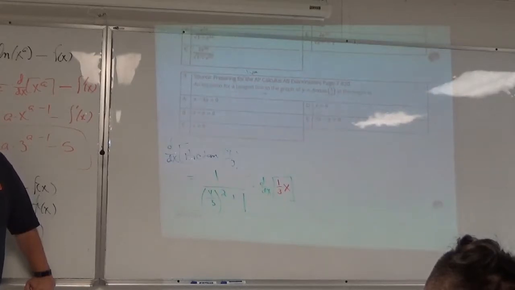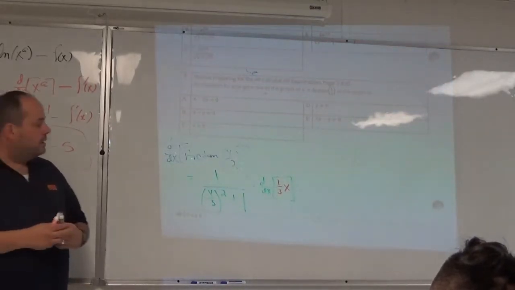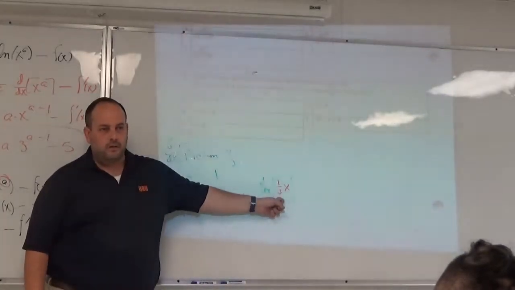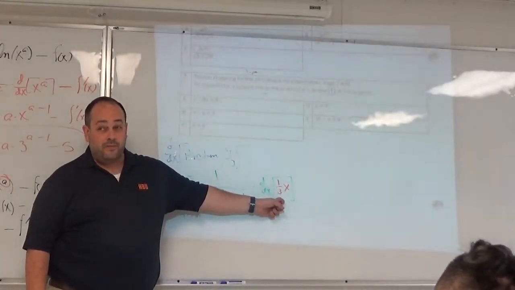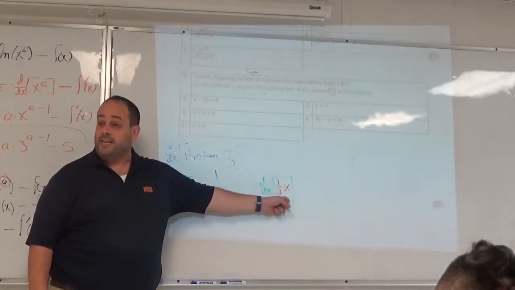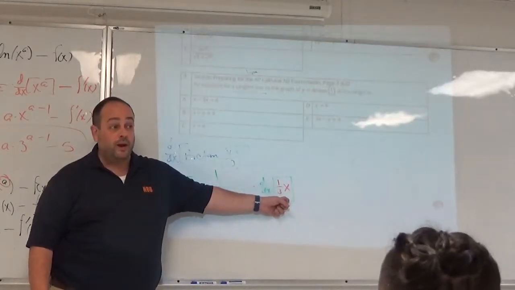First of all, is that legal? Yes. X over 3 is the same as 1/3 x. What's the derivative? The derivative of 1/3 x. This means 1/3 times x. The derivative has to be 1/3.